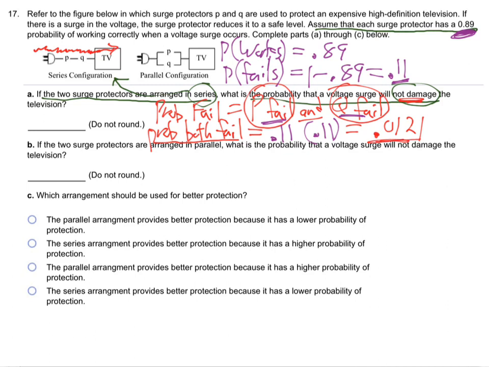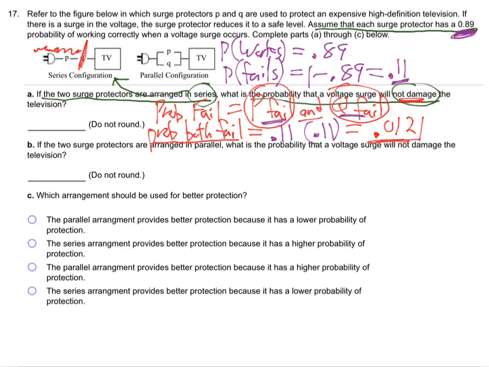0.0121. But the opposite, if either one of those is working, if either P or Q is working, they don't both have to work in the series configuration. If just P is working, it'll block the surge and it won't get to your TV. Or if P fails, if P is broken, if Q is working, that'll block it from getting to your TV. So basically, if just one of them is working, so that's the opposite, isn't it?